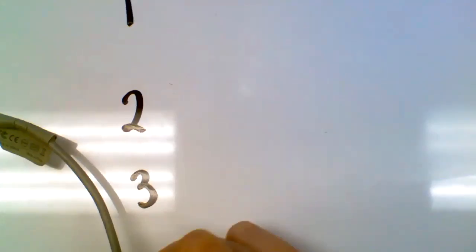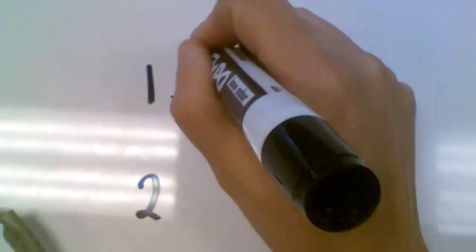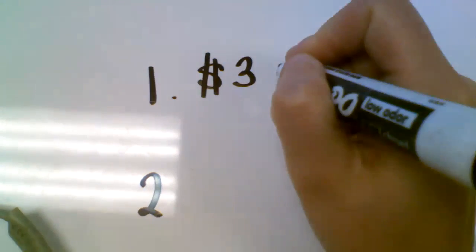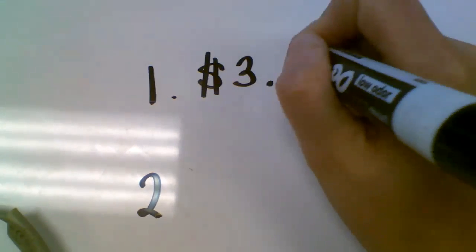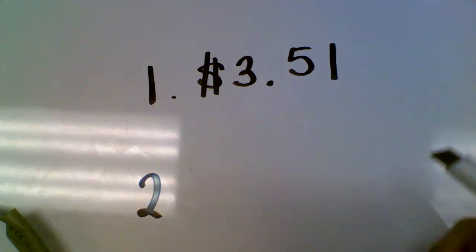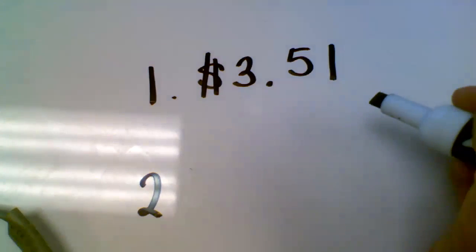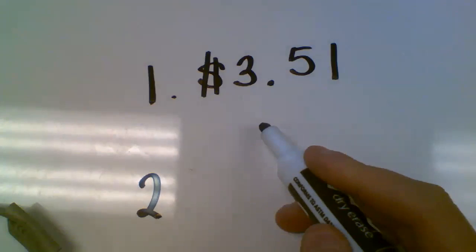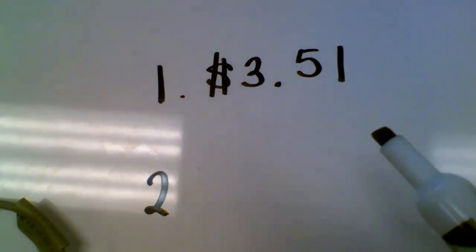Okay, our first one here, it said 3 $1 bills, 5 dimes, and 1 penny. So we need the dollar sign, 3 bills, 5 dimes, and 1 penny. $3.51. I will go over place value with you in just 1 minute because we're going to learn about how to say this a different way when we're not using money.